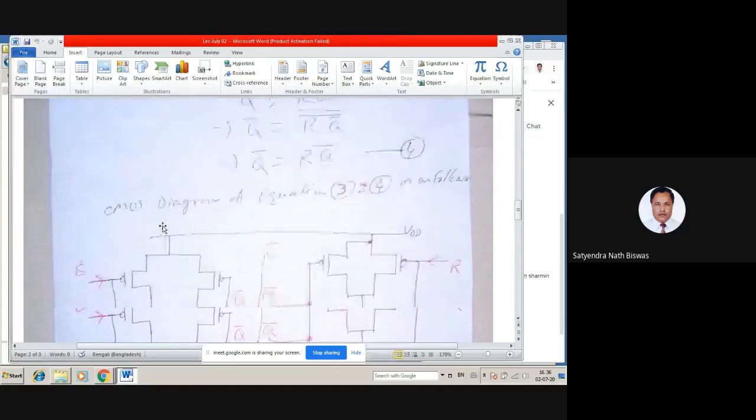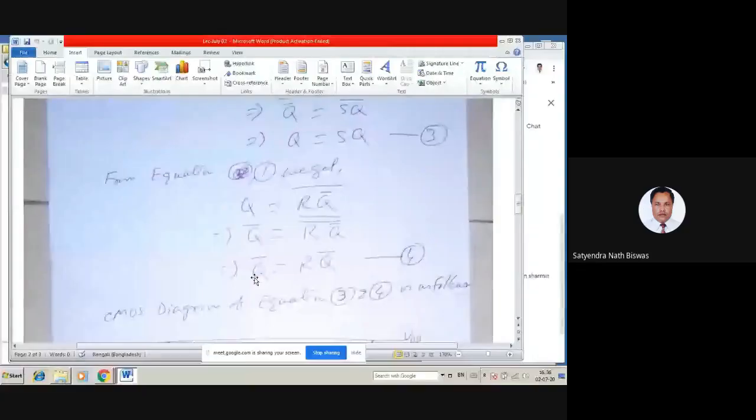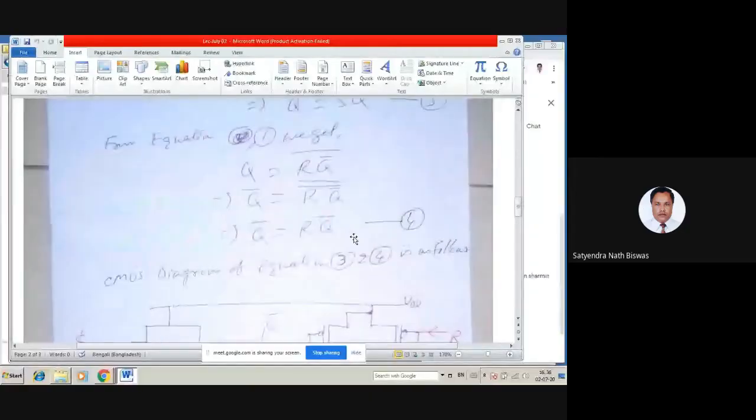Now then we'll move to the next. Now you see number 3, we got equation number 3 is Q is equal to SQ, and 4 is Q bar is equal to R Q bar. So from here we will design those CMOS diagrams.